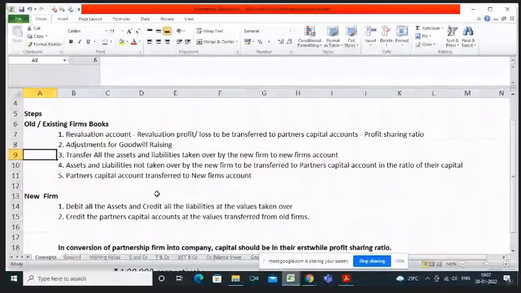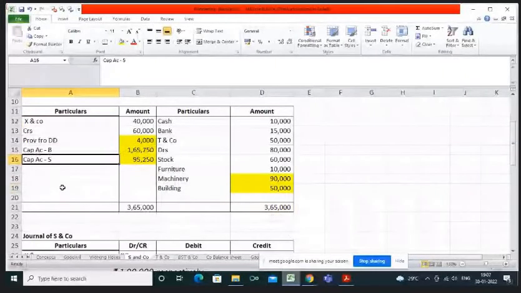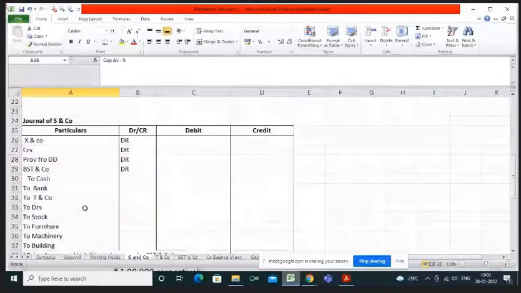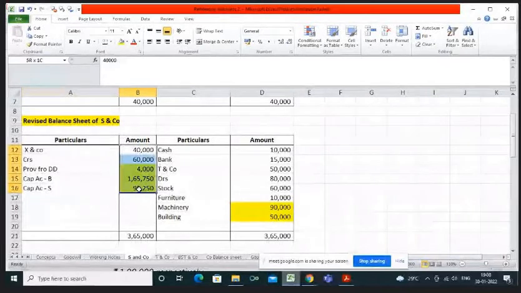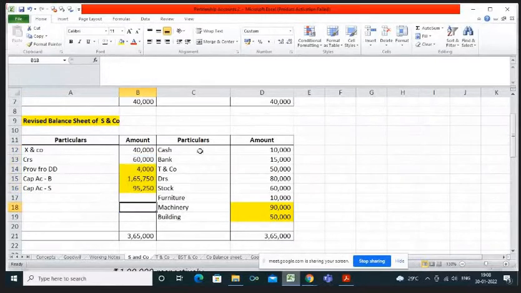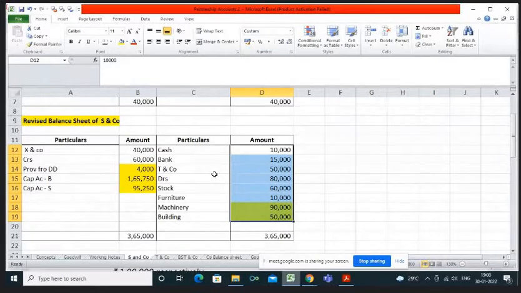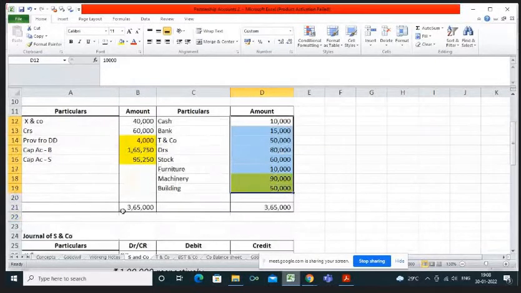So how to pass a journal entry in the case of the old firm? We'll pass the journal entry like this. Since all these liabilities have a credit balance, in order to close them, what we need to do is debit them. Similarly, these are the assets accounts. In our books, they have a debit balance. In order to close them, we have to credit them. Any difference should be debited. Any debit should be in the new firm's account.